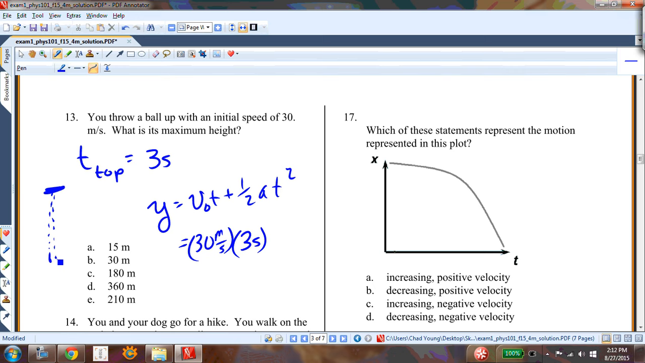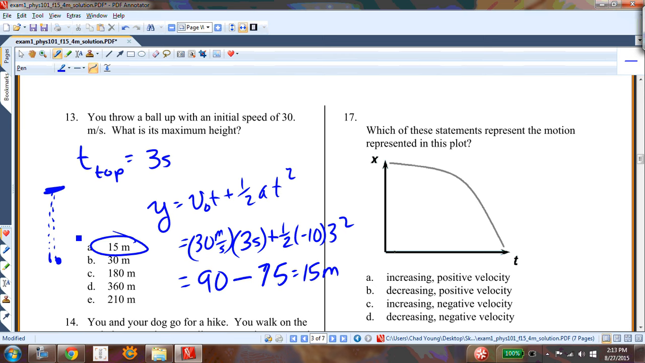By the way, if I put in t equals 6, I would just calculate 0. If you don't believe me, you can try it out, because that's its position at 6 seconds. All right, so this is 90 minus 5 times 15. 5 times 15 is 75. So that's 15 meters. A is the right answer.